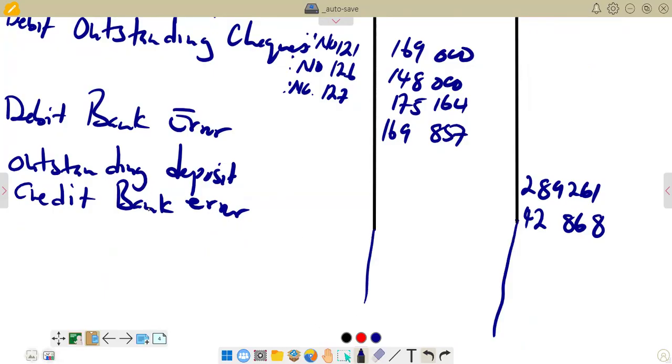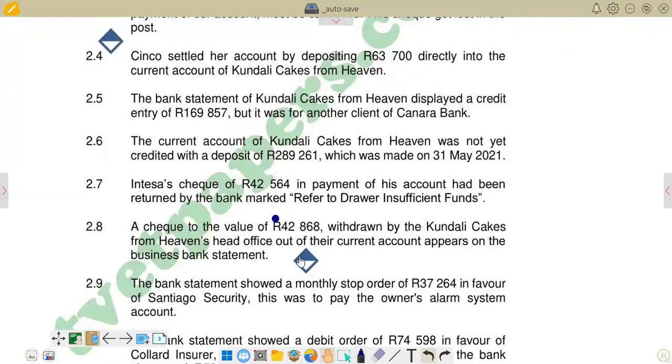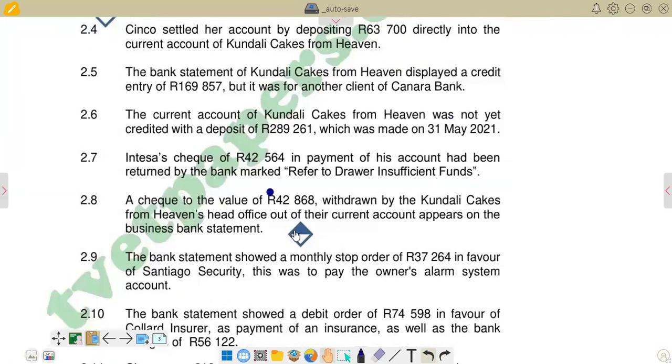Right. Then after that, we go to the next transaction after this. Remember, we are on 42,868, which means we are going to go down and see what transaction we have next. The next one is saying the bank statement showed a monthly stop order of 37,264 in favor of Santiago Security. This was to pay the owner's alarm system. So what we are going to do here, this amount does not affect the bank reconciliation statement. Remember, it was entered in the bank statement, but it's not yet in the journal, so it's going to affect the journal. So we are going to leave it again.